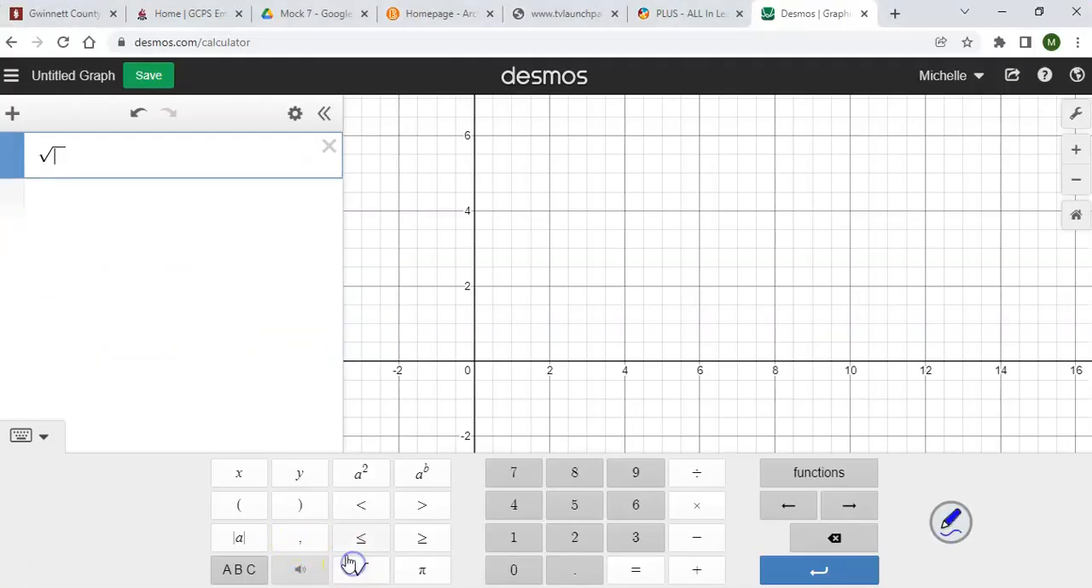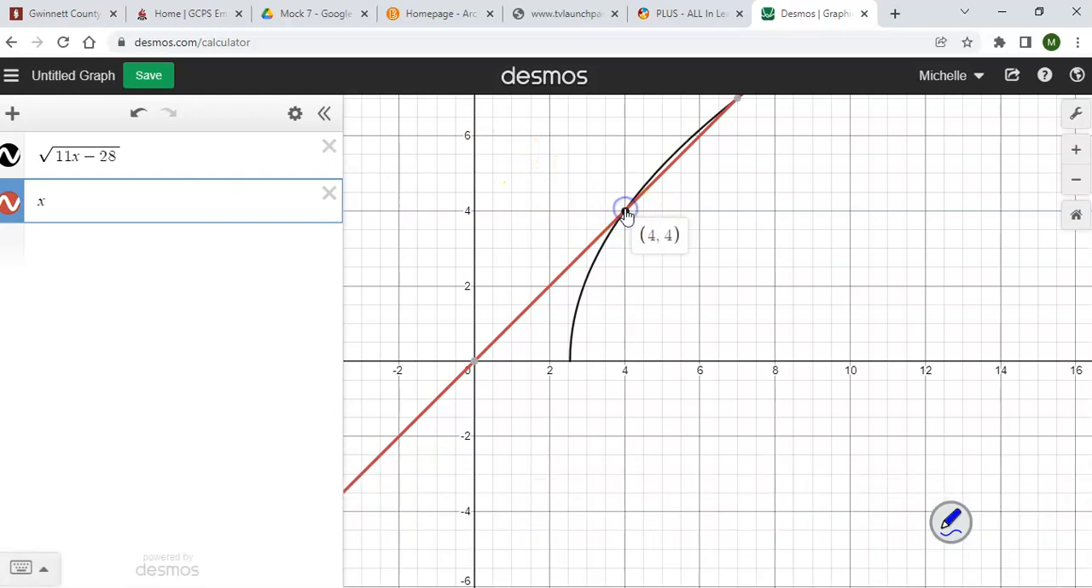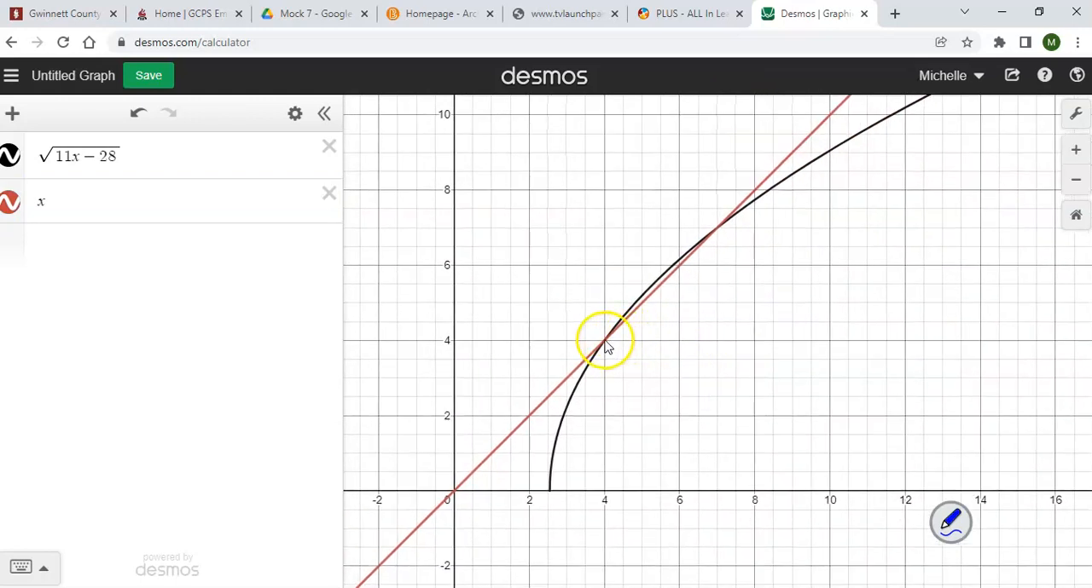So this time we're going to put our square root in here, and we're going to do the square root of 11x minus 28. And then here we're just going to put our x. So here again, notice, what is the intersection point of this? It was 4. And look up here, it's also 7. Okay. So what's key here is if there are 2 intersection points, then we know that there are 2 answers. Y'all see that? Okay. So that's how you can check them.